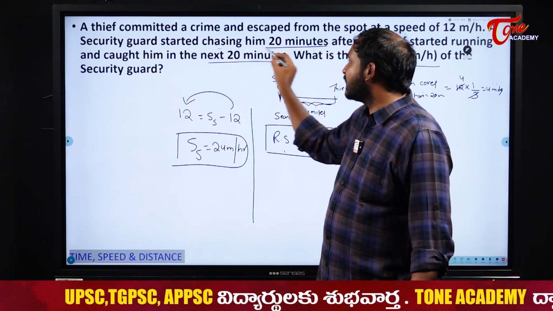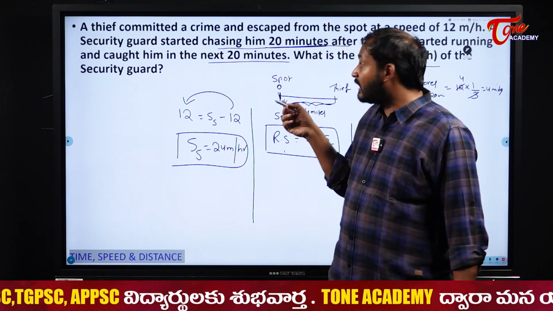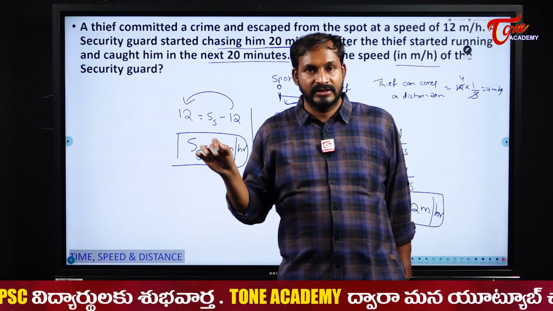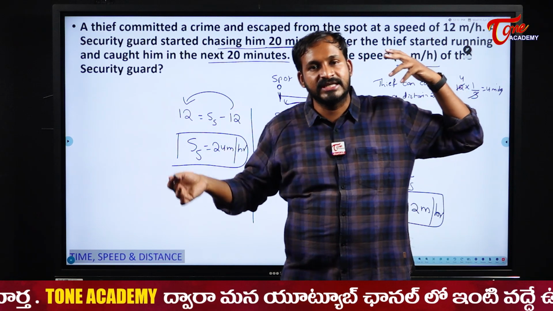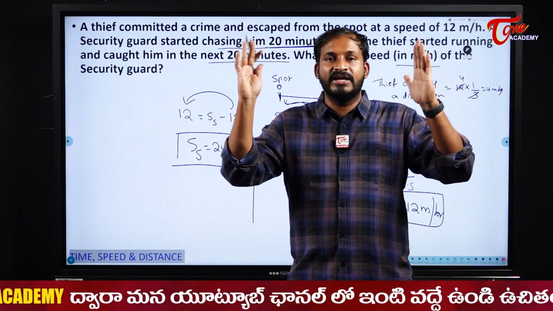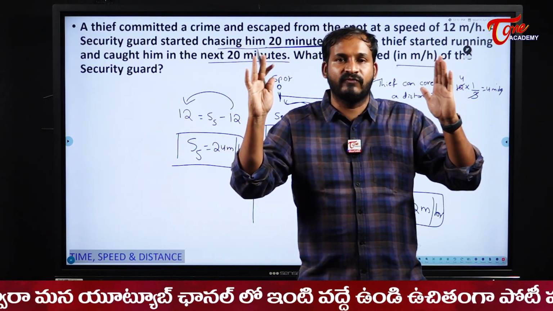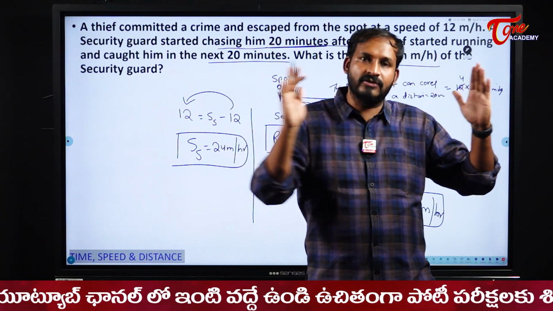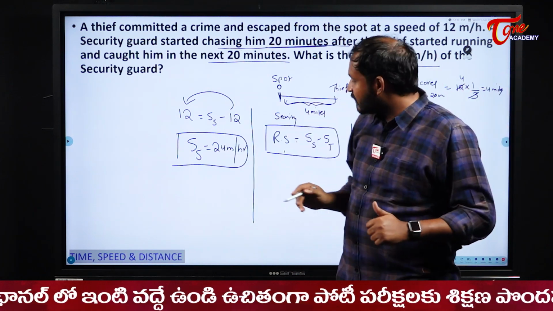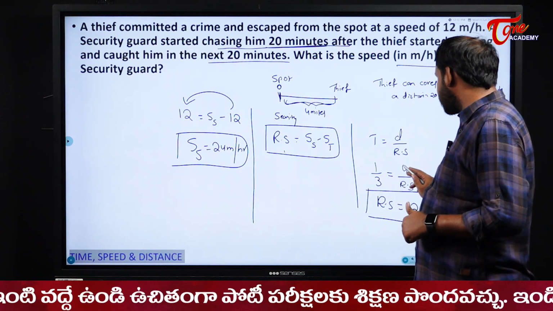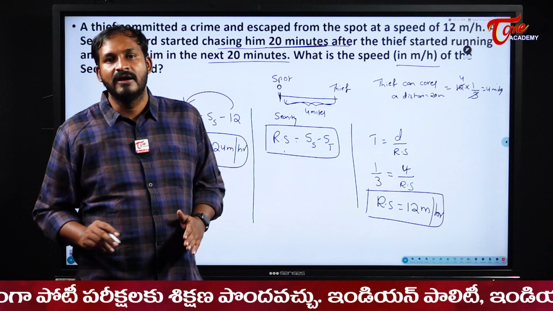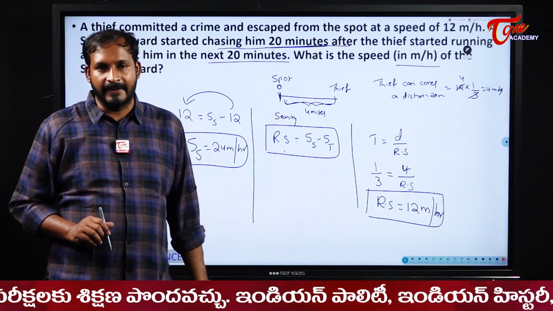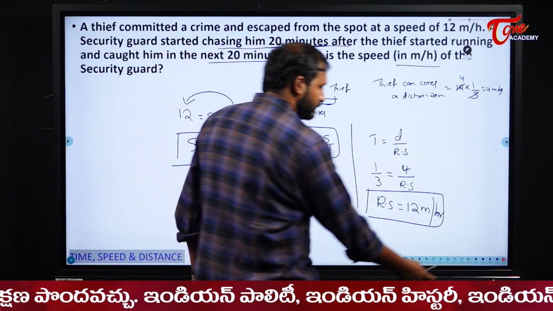The security guard started chasing him 20 minutes after the thief started running. So the thief will first run for 20 minutes freely. How much distance will he cover? 4 miles. Now the difference between the thief and the security guard is 4 miles. At that instant, the security guard also started running. Because of that reason, we are taking the distance between the thief and the security guard as 4 miles here. Okay. Next one.